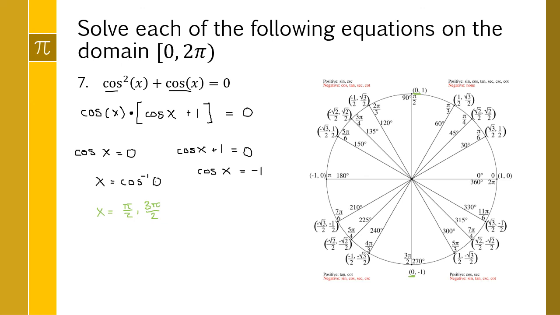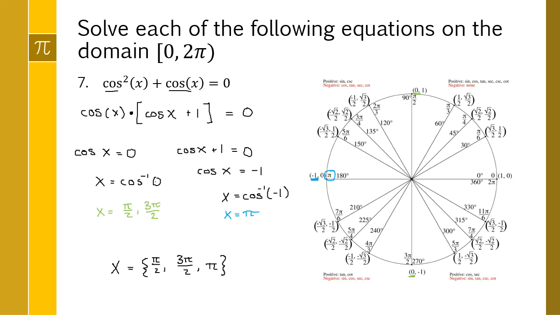And then if you take the inverse cosine of both sides, you get x is equal to the inverse cosine of negative 1. So again, cosine is the x coordinate. We're looking for places where the x coordinate is negative 1. And that happens right here at pi. So x equals pi is also a solution. So my solution set for this whole original equation, x can be pi over 2, 3 pi over 2, or just pi. And those are all possible and all correct solutions.